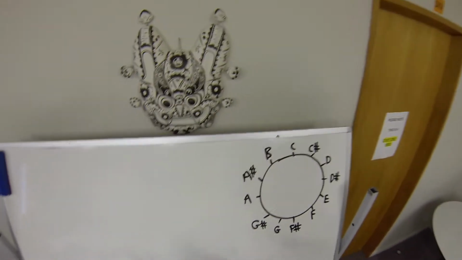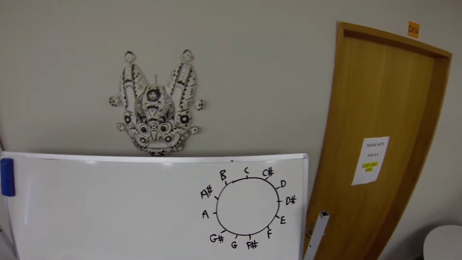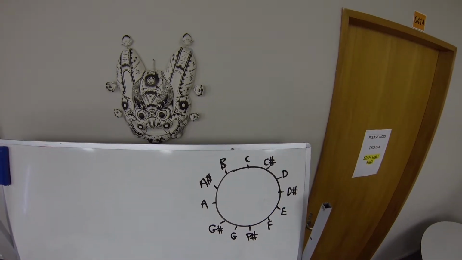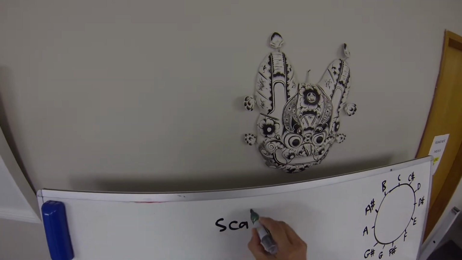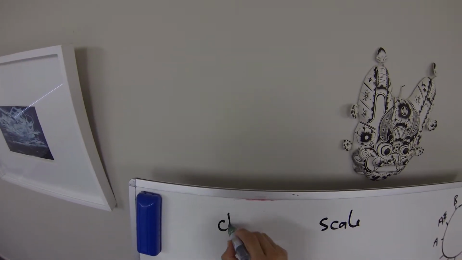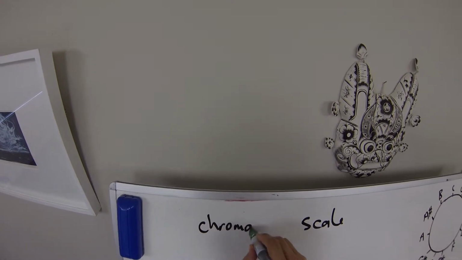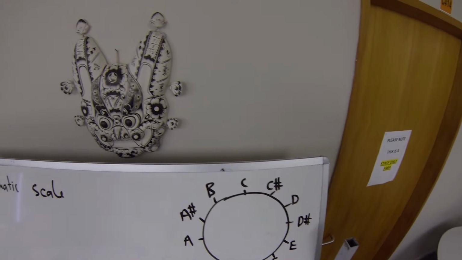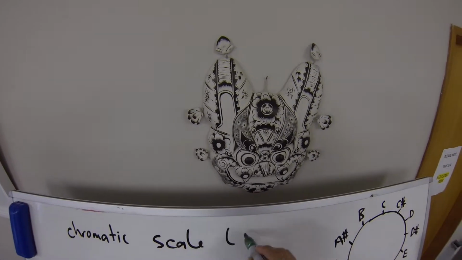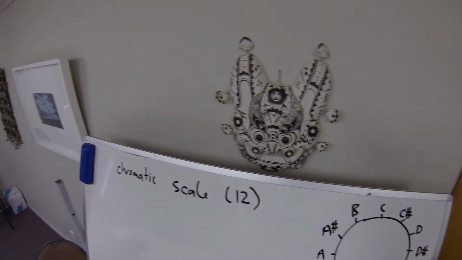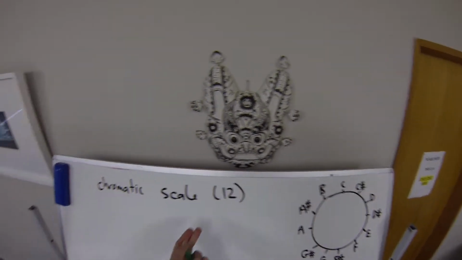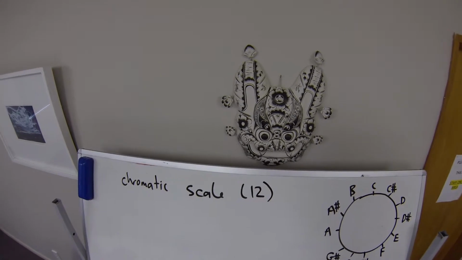Now in doing so, and keeping my notes consistent as I repeat the pattern, I've made a scale. And in this case, I've made what's called a chromatic scale, which means I've used every note name available, which is 12 of them. Now, not all music uses all 12 notes.